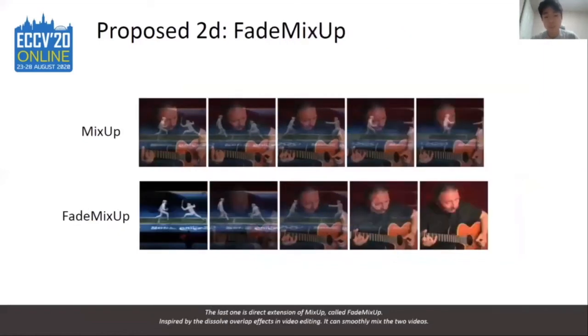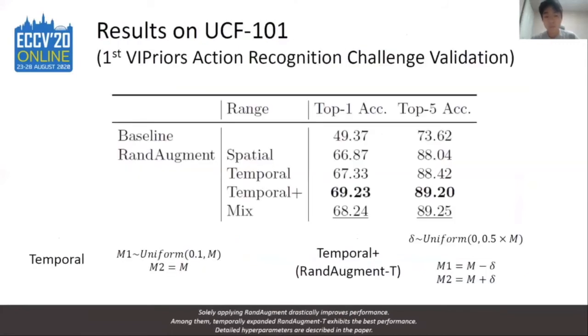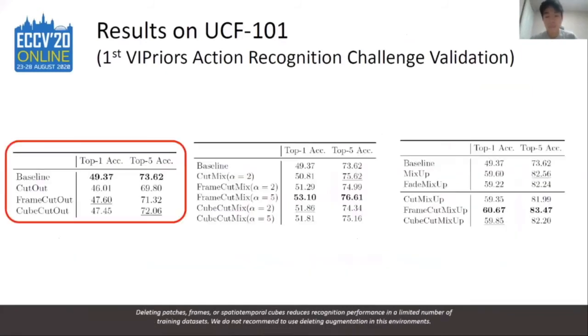The last one is a direct extension of mix-up, called fade mix-up. Inspired by dissolve overlap effects in video editing, it can smoothly mix the two videos. We use a custom dataset from the workshop and SlowFast network as backbone. Thoroughly applying RandAugment drastically improves performance. Among them, temporally expanded RandAugment T exhibits the best performance. Detailed hyperparameters are described in the paper.